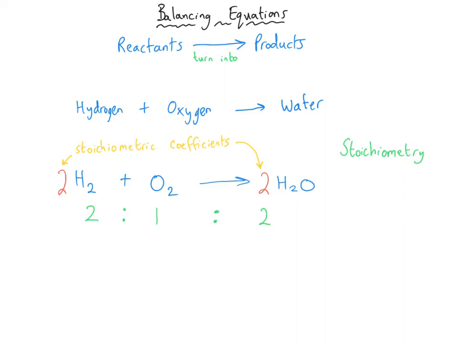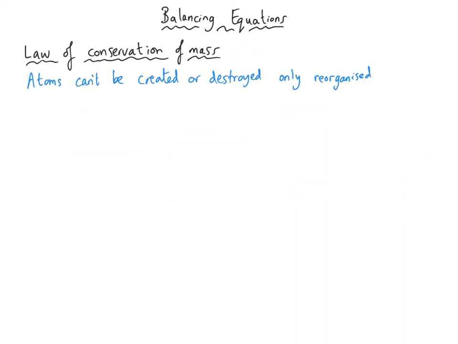So before we take a look at balancing equations, it's really important to understand why they need to be balanced at all. And the reason is that atoms can't be created or destroyed. And this is called the law of conservation of mass. Now, they can only be reorganized, and what that means is we can change how they are bonded together.